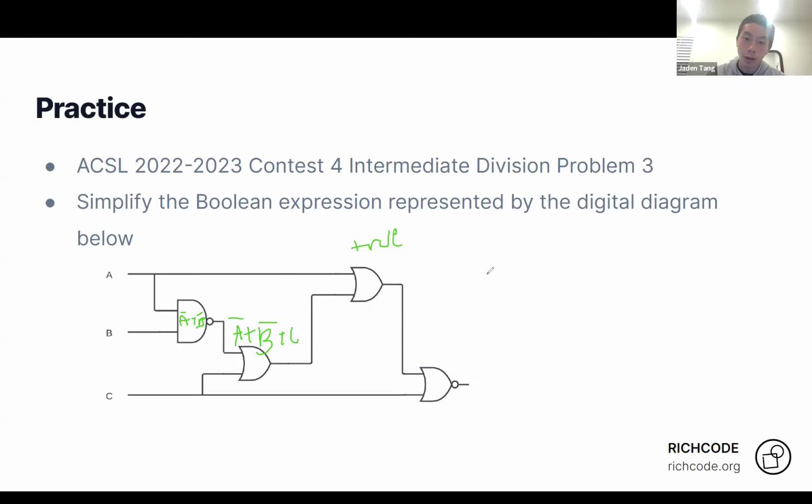And when we take the NOR of true and C, its NOR of true and C will give you false. And anything and false always results in false. So the output is just false or 0.